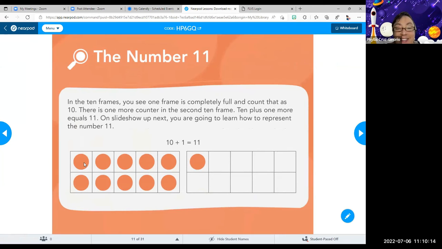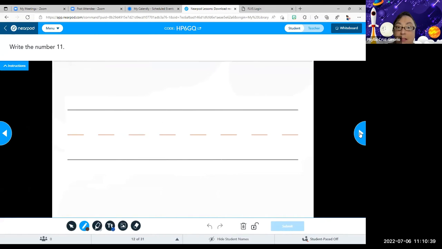Here it is. The number 11 is a full 10. Look at that whole 10. Where it is. Look, it's 10. 1, 2, 3, 4, 5, 6, 7, 8, 9, 10. And one baby left over. 11. So 10 plus 1 more equals 11. Okay. I love representing this.